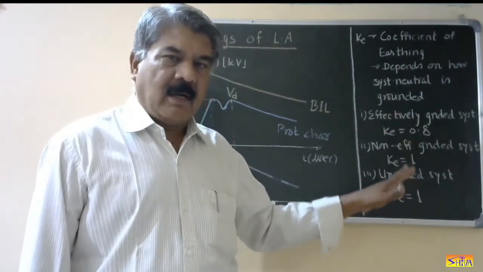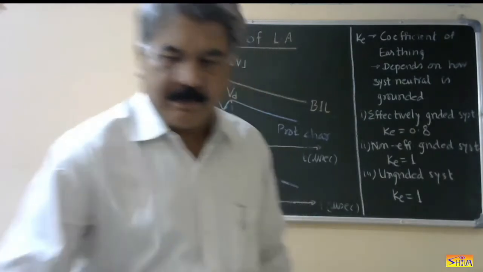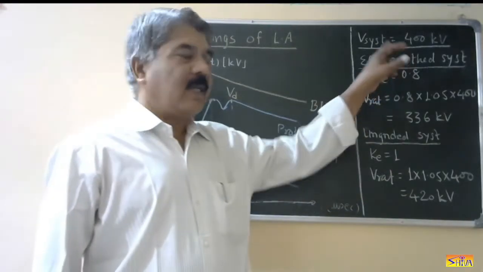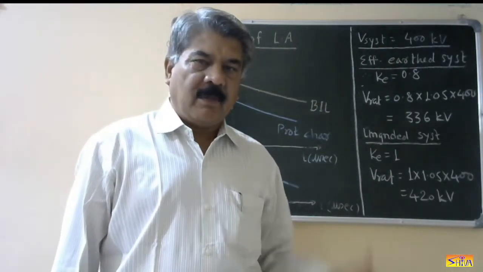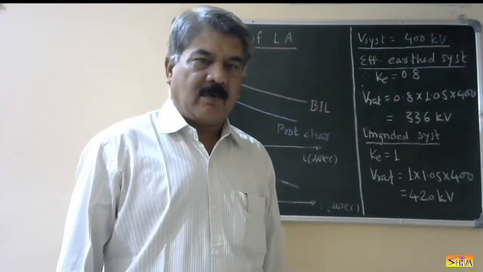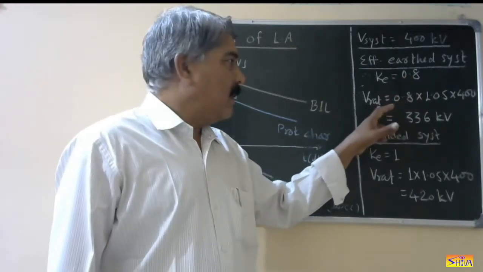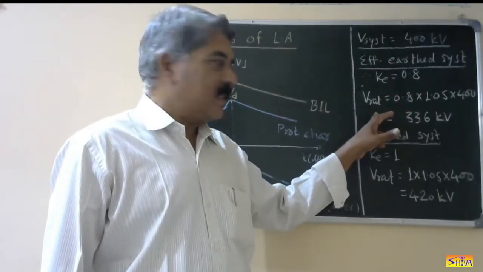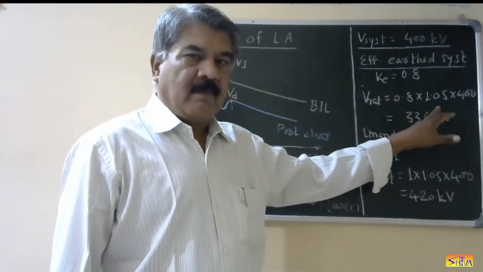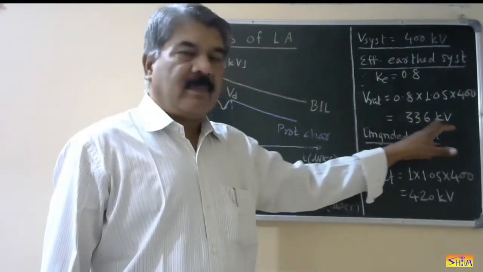Now I will explain how this is affecting the rated voltage of lightning arrestor. So let us take example of 400 kV. System voltage is 400 kV. First case, it is effectively grounded system, means system neutral is solidly grounded. So in this case, coefficient of earthing is 0.8. So as per the equation for finding the rated voltage of lightning arrestor, it is Ke into maximum operating voltage of the system. So maximum operating voltage will be 1.05 into 400 multiplied by coefficient of earthing, that is 0.8. It is coming 336 kV.